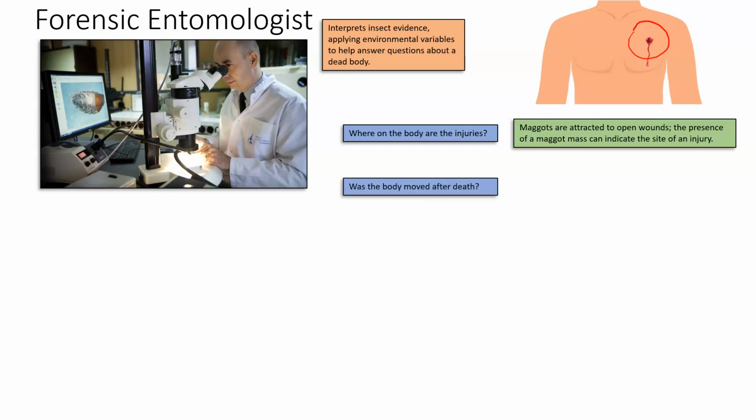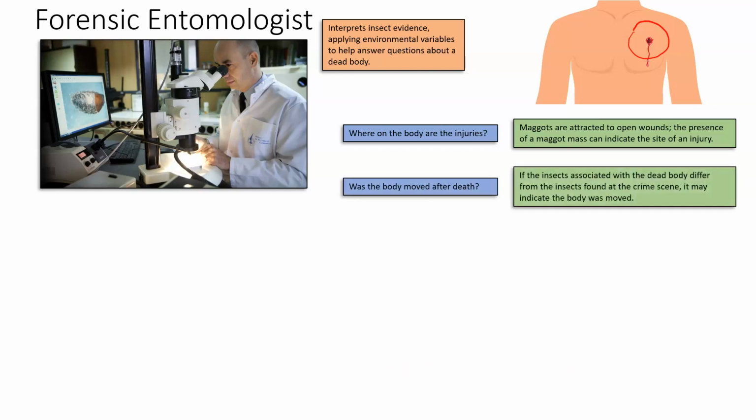Was the body moved after death? If the insects associated with the dead body differ from the insects found at the crime scene, then it's probably a pretty good indication that the body was moved. Again, we've talked about that a little bit. If the insects that are colonizing a body or that are found on the body are the same as the insects around that particular body in that particular environment, then it probably is a good indication that the body was either not moved or not moved very far.